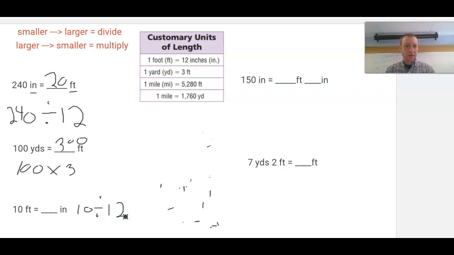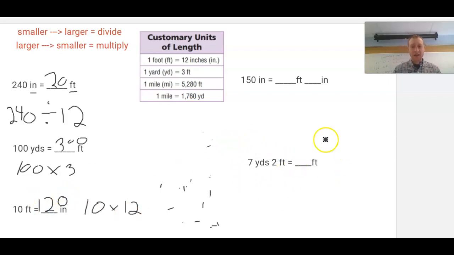Oh, wait. Actually, we're not dividing. Sorry, guys. We're multiplying, right? My bad. We're multiplying because we're going large to small. Feet are larger than inches. 10 feet, and each foot has 12 inches, right? So that's going to be 120 inches.